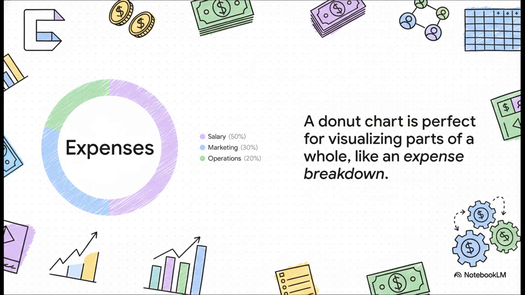And it works for other things too. Let's say you want to see where all the money is going. A donut chart like this is perfect. It shows you the parts of a whole, so you can see at a glance what percentage of the budget is going to salaries versus, say, marketing or operations.